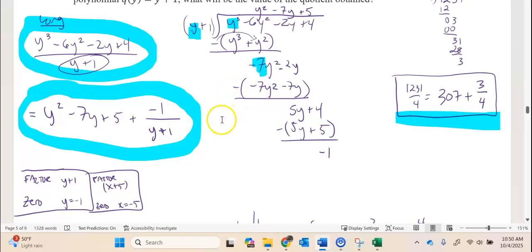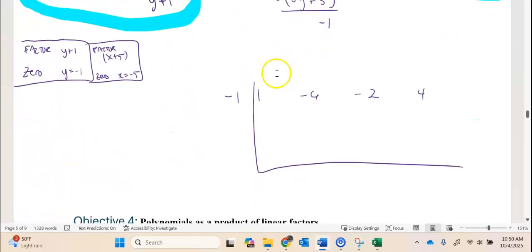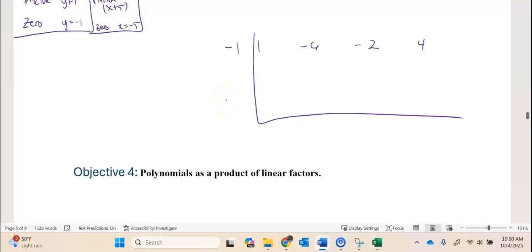So in this case, I have my linear factor that I'm dividing by, y plus 1, and I'm dividing into this cubic. So I'm just using the coefficients. See if you like this way better. Here's how you do synthetic. It's called synthetic division. It's a shortcut of long division when you're dividing by a linear factor. So I bring down my 1. Negative 1 times 1, negative 1. I add negative 7. I multiply, I add 5. I multiply, and then I add. And look what happens.